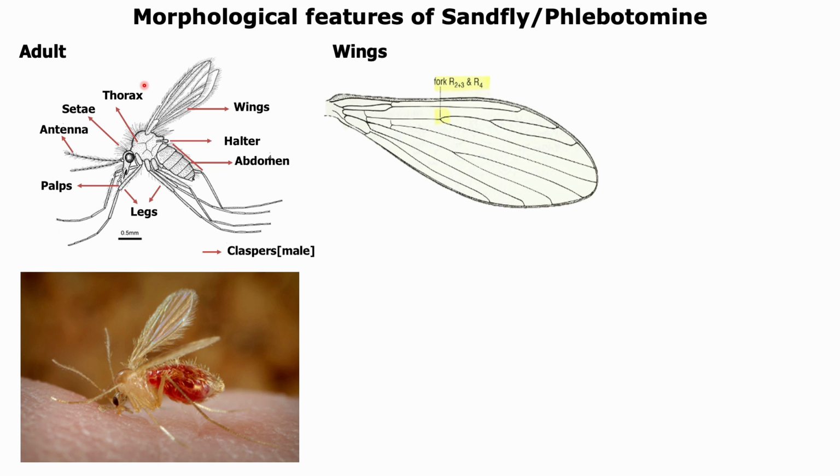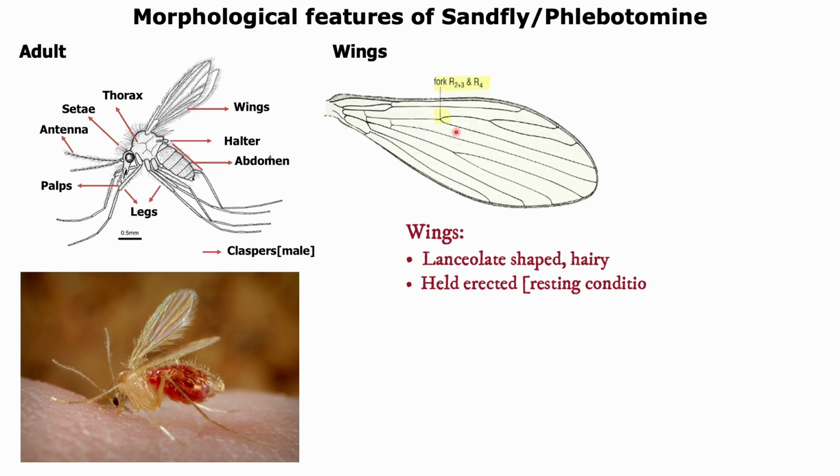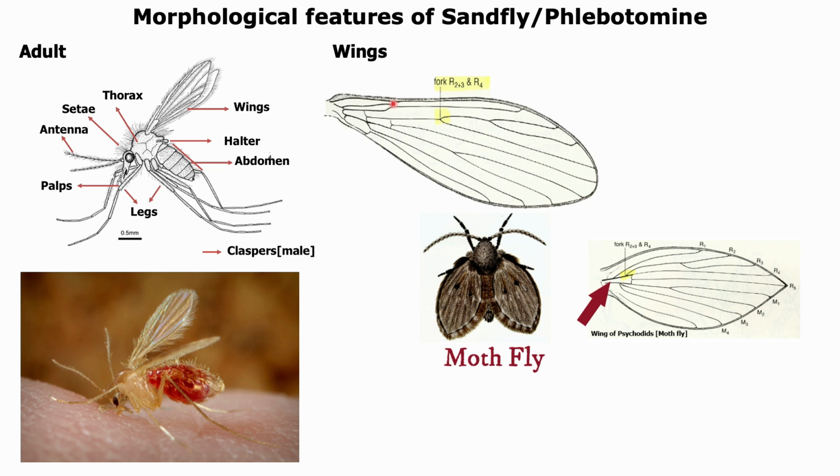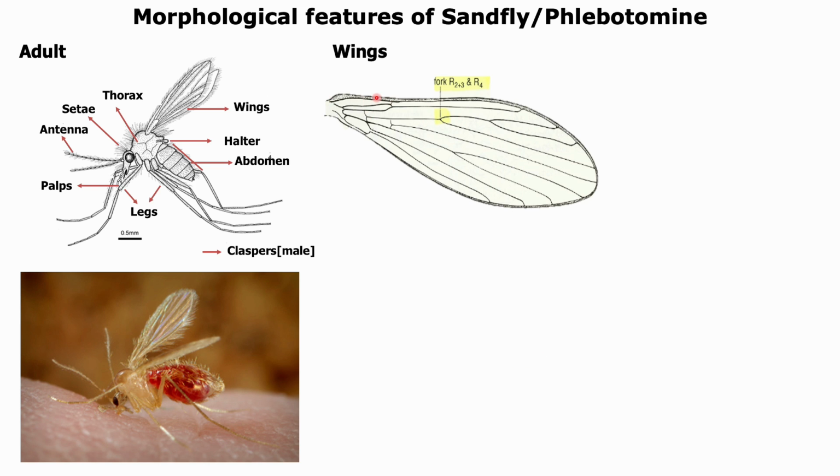Wings are lanceolate shaped and hairy, as mentioned earlier. They are held erect above and roof-like over the abdomen during resting conditions. The radial veins 2 and 3 and radial vein 4 form a fork, which is located at the middle of the wing. Remember that in moth flies, forks are located on the inner side of the wing.